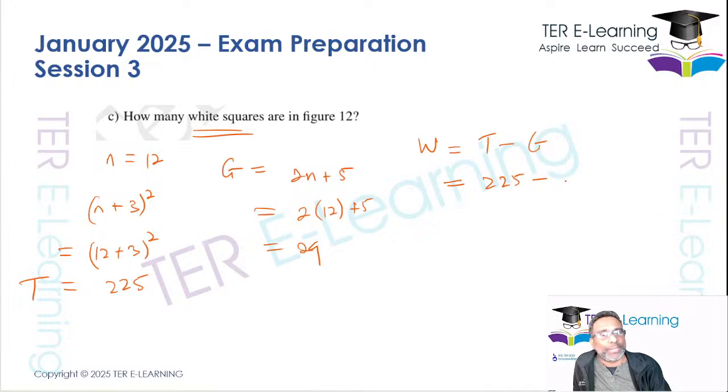Great. 29. So we have a total of 196. So that's number 7.